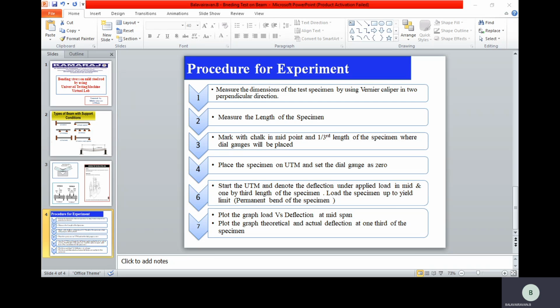Then after the test, you have to note the values of the deflection at each point, the midpoint as well as 1/3 of the specimen. The last step is to plot the graph between load versus deflection at midspan. Then the second graph: plot the graph between theoretical and actual deflection at 1/3 of the specimen. So these are the procedure steps.